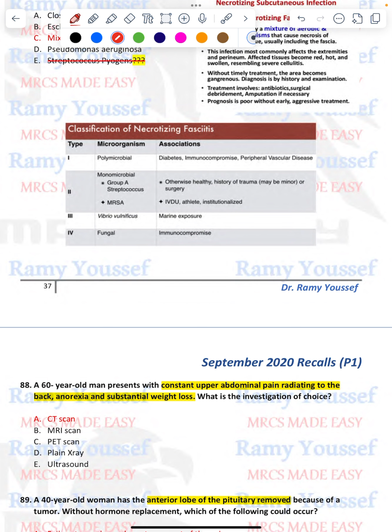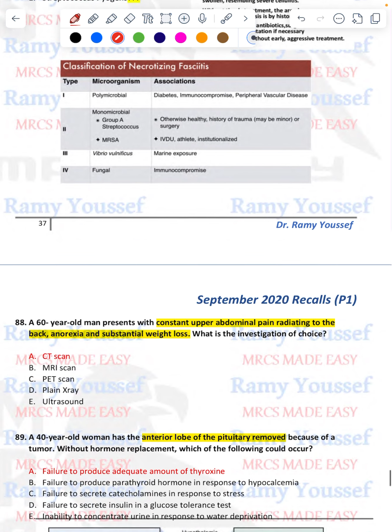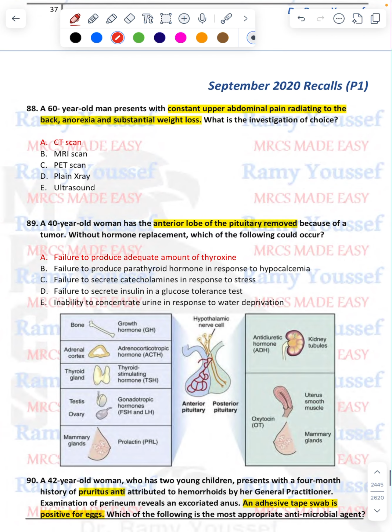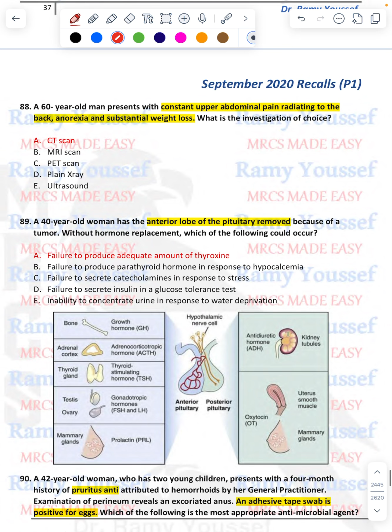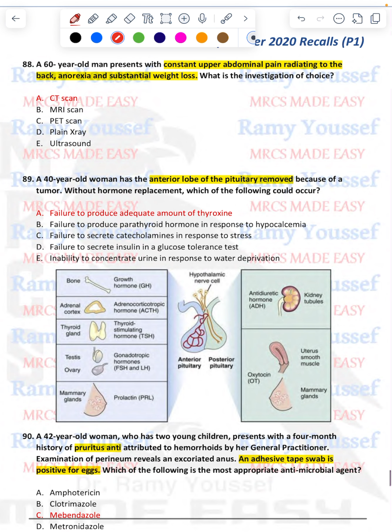A 40-year-old woman has anterior lobe enlargement because of a tumor, without hormone replacement. Which of the following could occur? Now the anterior pituitary lobe is removed. So the growth hormone and TSH will decrease, so hypothyroidism will be there. A 92-year-old woman who has 2 children presents with a 4-month history of pruritus ani attributed to hemorrhoids, adhesive tape. What is the most appropriate antimicrobial agent: metronidazole, albendazole?